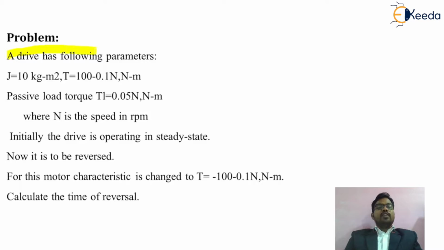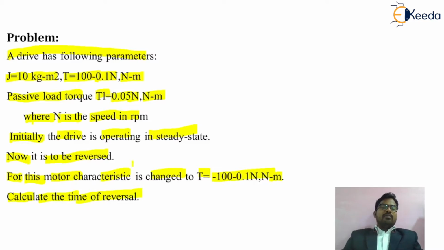A drive has the following parameters: J is equal to 10 kg meter square, T is equal to 100 minus 0.1 N Newton meter. Passive load torque, we have TL is equal to 0.05 N Newton meter, where N is speed in RPM. Initially the drive is operating in steady state. Now it is to be reversed. For that the motor characteristics is changed to T is equal to minus 100 minus 0.1 N Newton meter. At that time we want to calculate the value of the time of reversal.